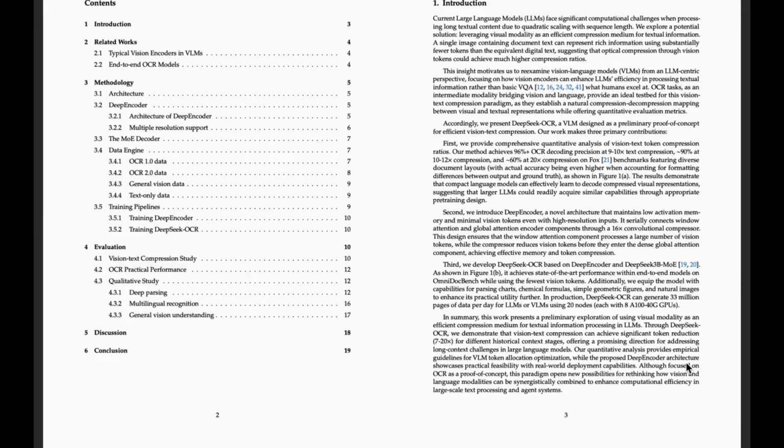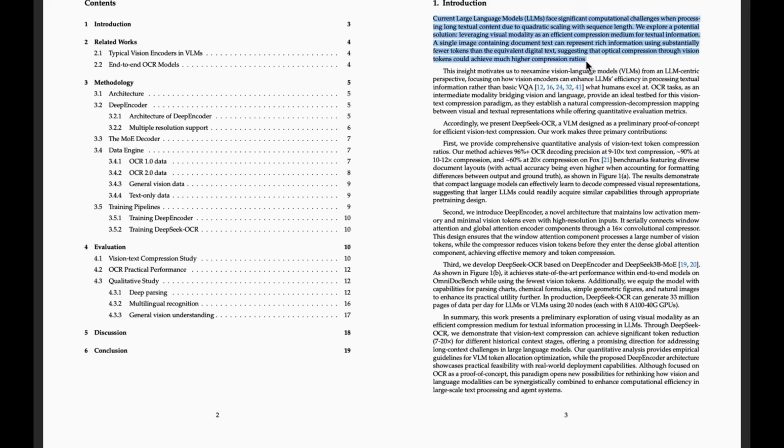So let me move to the introduction here. Before we talk about this paper, first we need to understand what exactly the problem is. In the very first sentence, what they are mentioning is: current large language models face significant computational challenges when processing long textual content due to quadratic scaling with sequence length. This is a bit understandable, but let me explain it in simpler terms.